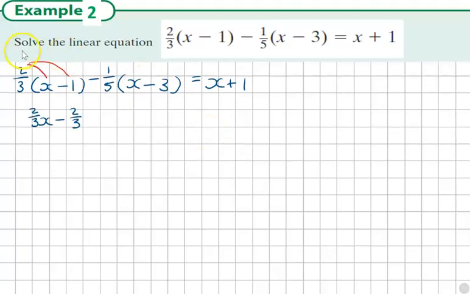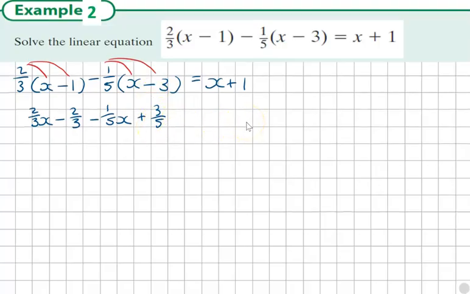I'm going to start by multiplying out the brackets. 2/3 times x is 2/3 x. 2/3 times minus 1 is minus 2/3. Then minus 1/5 times x is minus 1/5 x, and minus 1/5 times minus 3 is positive 3 over 5. And then I bring down the equals x plus 1.